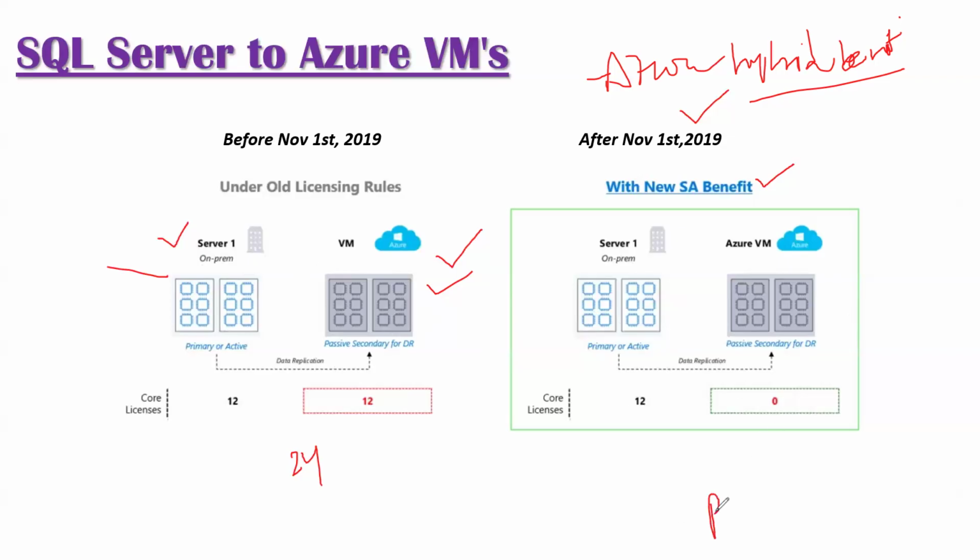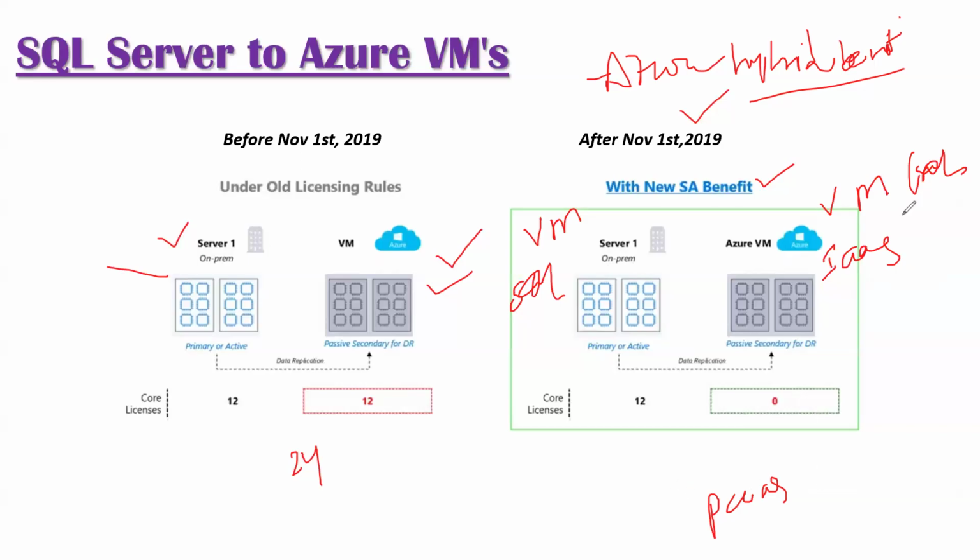Now, if I go for PaaS, there is a concept called PaaS when you go for cloud. This is IaaS, sir, infrastructure as a service. Like you are going to build one VM and you are installing SQL Server. Here also you are going to build one VM, you are installing SQL Server. This is like VM to VM licensing for software assurance.